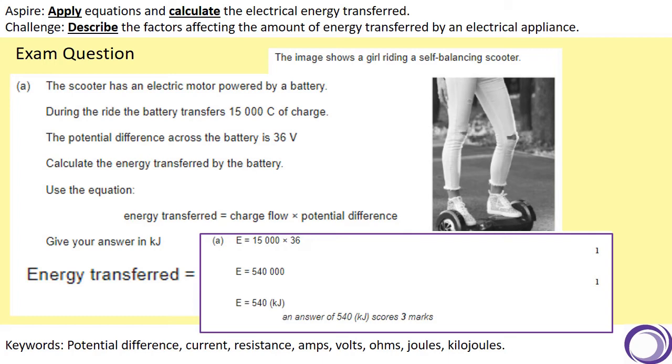Right, there's the mark scheme. So energy equals charge flow times potential difference. So the energy is 15,000 coulombs times 36 volts, which gives you 540,000. If you've got 540,000 as your answer, you'll pick up 2. The third mark is for putting it in kilojoules. So 540,000 is 540 kilojoules, because kilojoule means 1,000.